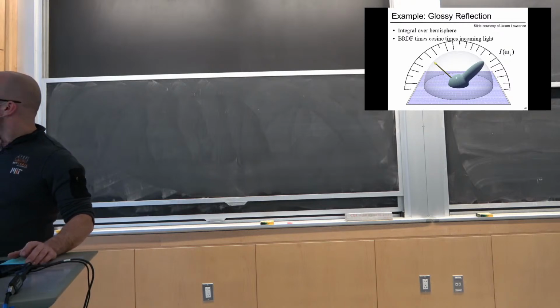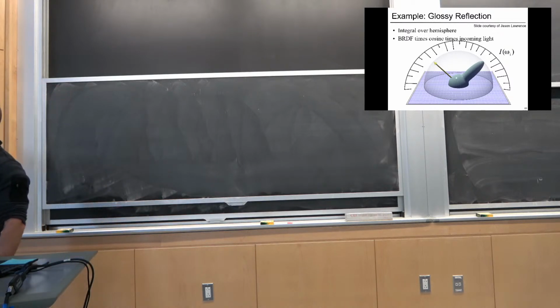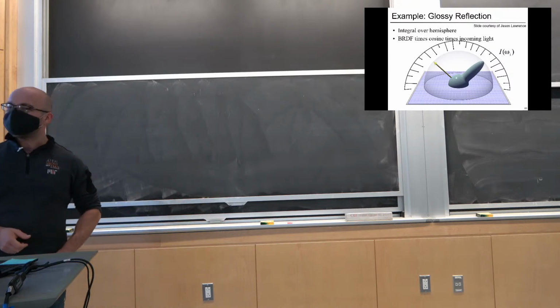Right, so essentially all I'm proposing is that maybe I sample with density proportional to my BRDF. And then I just have to be careful to weight my samples by 1 over the BRDF to make sure that the integral is unbiased.